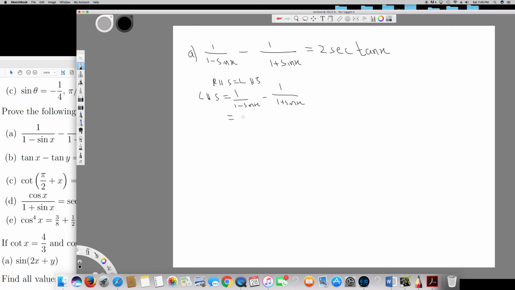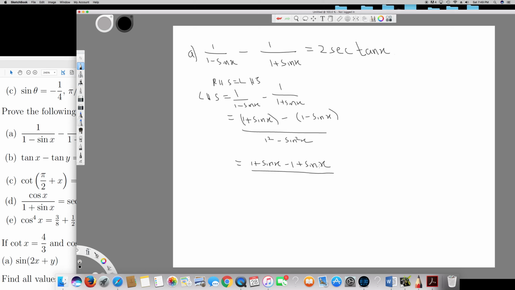If we take the common denominator, this one goes to the top on this side and that one goes to the top on the other side. So it's going to be 1 plus sine x in a bracket, minus 1 minus sine x, over 1 squared minus sine squared x. I'm going to expand the top: 1 plus sine x minus 1, and minus minus gives plus sine x.